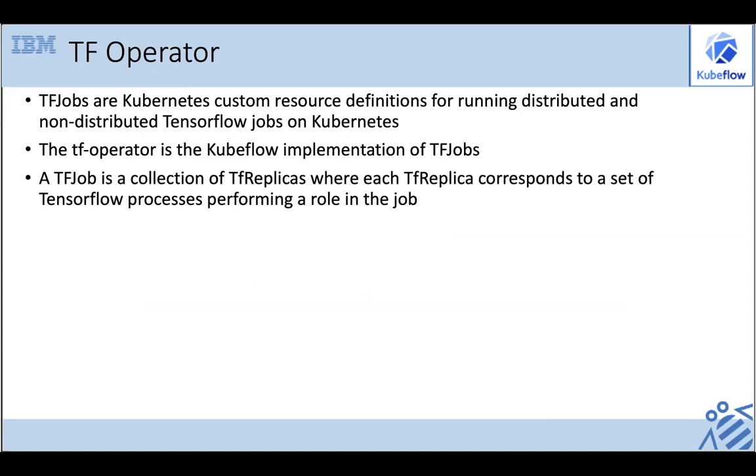So TF jobs are the MPI job equivalent, or the TensorFlow equivalent for TensorFlow jobs on Kubernetes. And so the TF operator is the Kubeflow implementation of TF jobs. And like we talked about, TF jobs typically use parameter servers. So you don't get some of the same benefits that you get from the MPI operator, but they're still useful in their own right. And so a TF job is a collection of TF replicas, and each TF replica will correspond to a set of TensorFlow processes performing a role in the job. And this can vary widely.